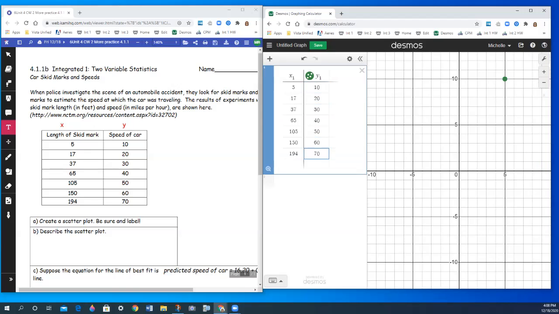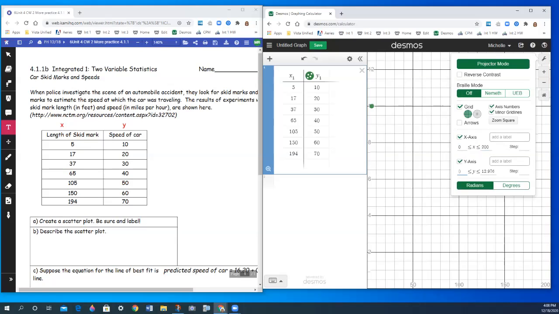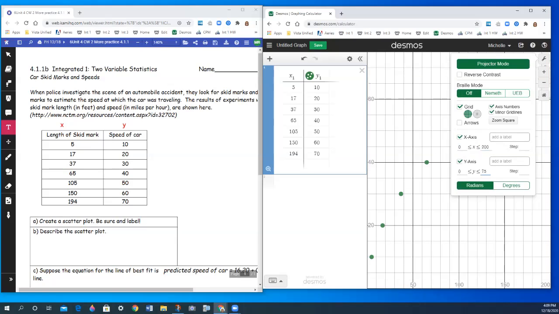Now, we can zoom in and out, but sometimes your x-axis needs to be scaled maybe further out than your y. So in this case, you'll notice that our x's go to 194 and our y's only go to 70. So I'm going to come over here to the wrench. I'm going to come to the x-axis and change the scale. I'm going to go from 0 to 200. Okay, I want to go a little beyond my 194. And on my Y, I'm going to go from 0 to, let's say, 75. So I'm a little beyond that. And then you just click the wrench off.